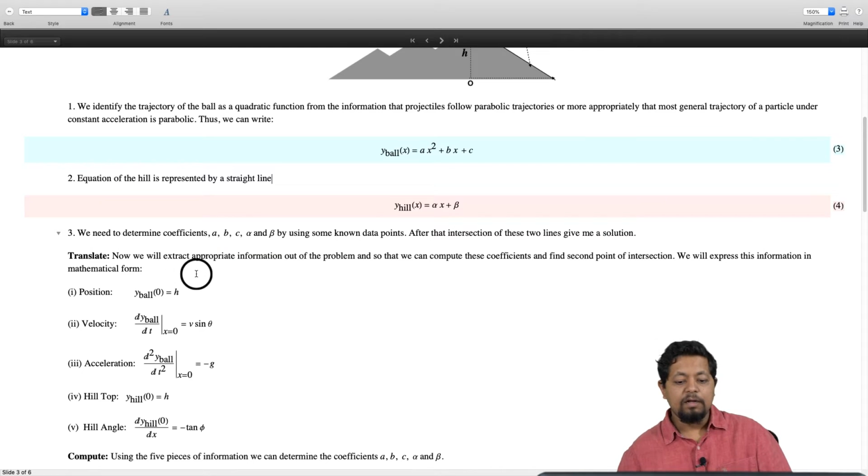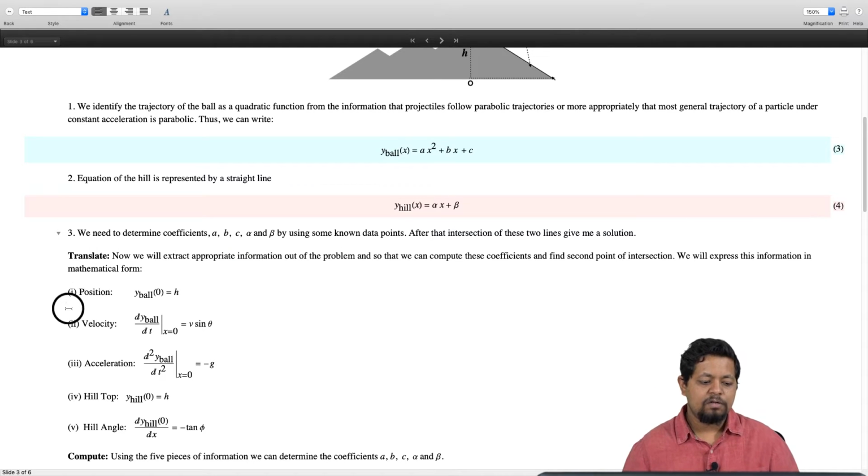So let's add a few more physics inputs. Here I have taken 5 conditions because I have got 5 constants a, b, c, alpha and beta. First one is the position of the ball. I know that y ball at x equal to 0 is h. So that is one condition.